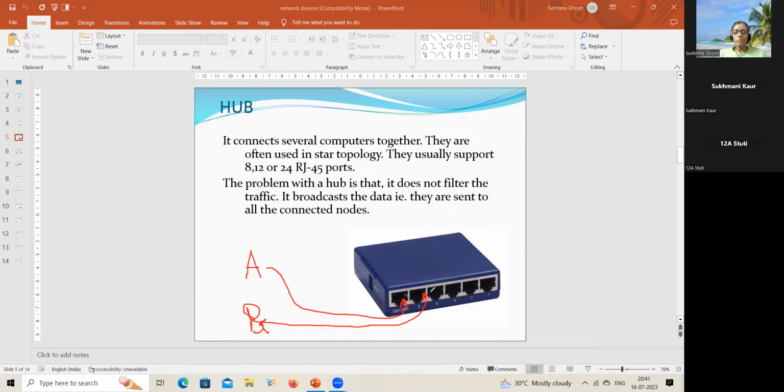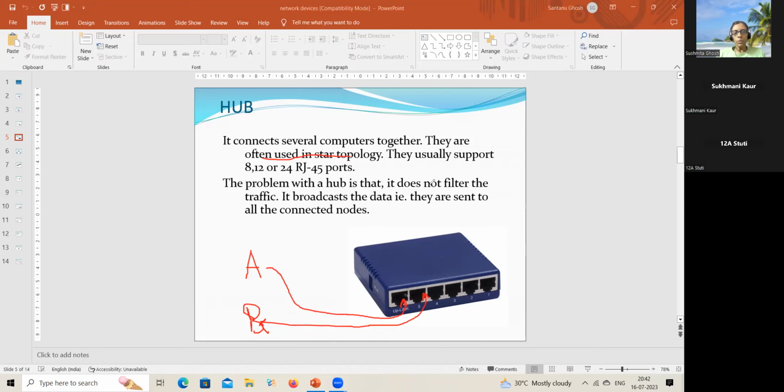And yesterday we did the topology. So there you learned that this is one kind of topology, the star topology, where the data from one node goes to the hub, and from there it is transferred to the destination. They don't communicate one-on-one. So A is not communicating with B directly. It is going via the connecting device, which is my hub. So they are often used in star topology. That's one striking feature. They usually support 8, 12, or 25 ports.